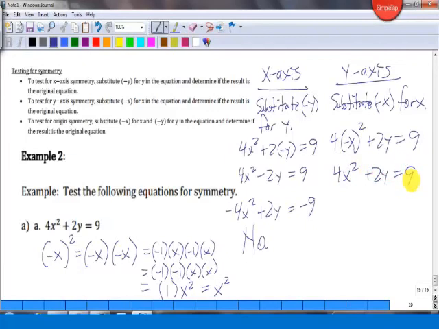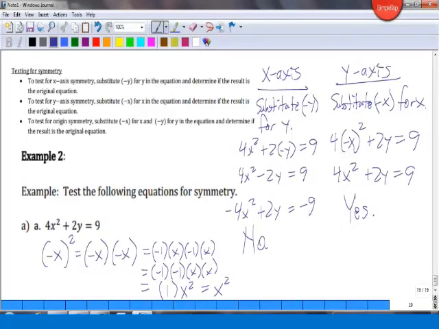Is this equation identical to the original? Okay, yes it is. So it's identical, it's equivalent, it's all that we could possibly want for this. So we conclude, yes, it does in fact have y-axis symmetry. Now, the one type of symmetry we've not tested for, the origin symmetry.